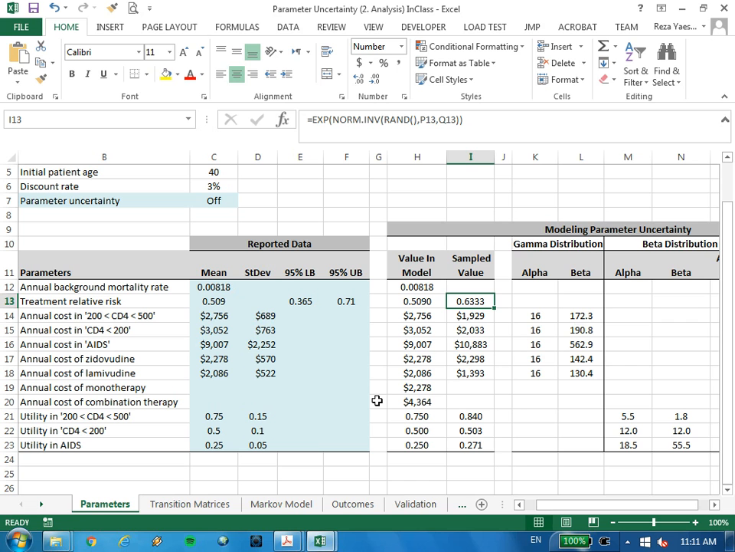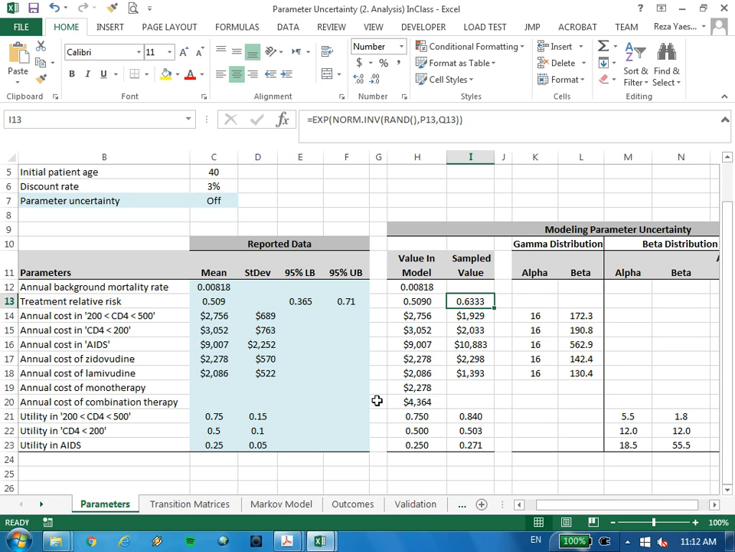Okay, so I hope you are getting the big picture. The big picture here is that you might have some data set to estimate some cost, or the sample mean of cost, and you might estimate some other measure like the utility, and you might use the literature to get an estimate for the treatment relative risk. The idea is that there is always uncertainty around these estimates. So now what we are doing is to find a proper distribution function to capture this uncertainty.